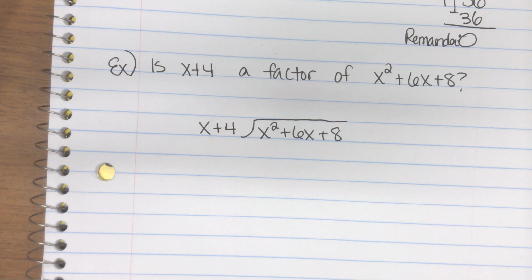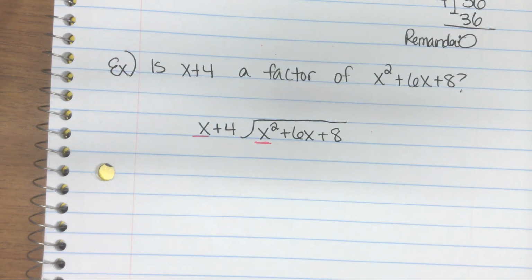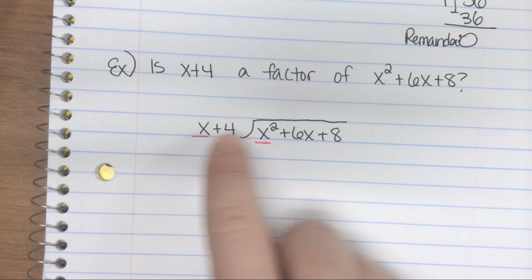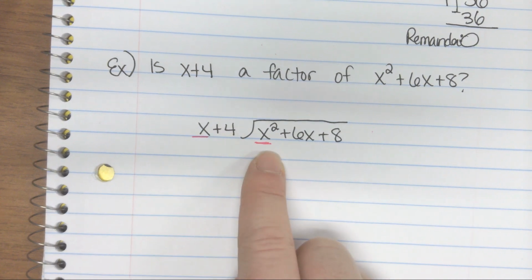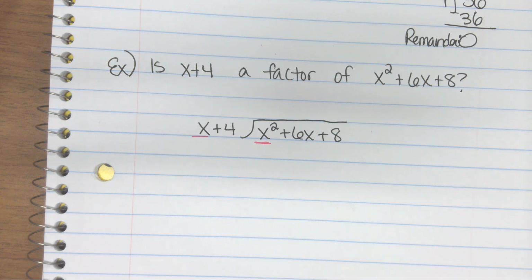Now the difference is before they were just numbers and here we have x's. So I'm going to have you take a look at the first things. The first things are this x and this x squared. My question to you is, how could I get x to go into x squared? Or another way of asking that is, what's x squared divided by x? Tell somebody around you. I'm hearing x squared divided by x is x.